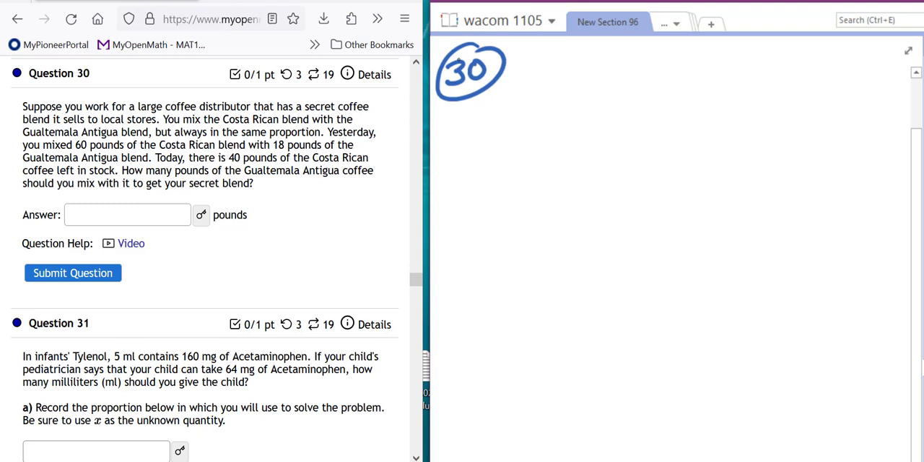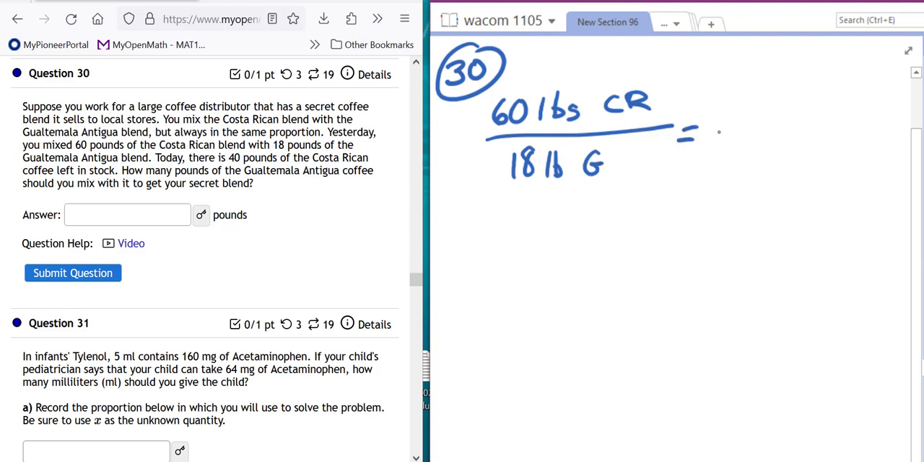Suppose you work for a large coffee distributor that has a secret coffee blend it sells to the local stores. You mix the Costa Rican blend with the Guatemala Antigua blend, but always in the same proportion. Yesterday, you mixed 60 pounds of Costa Rican with 18 pounds of the Guatemala, right? Over here, you want to put the same things in the same positions, all right?